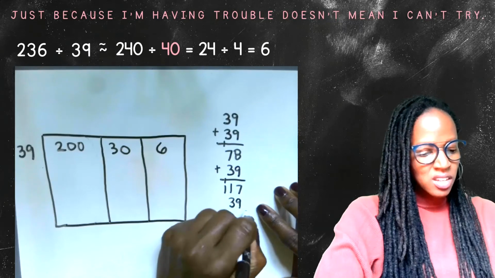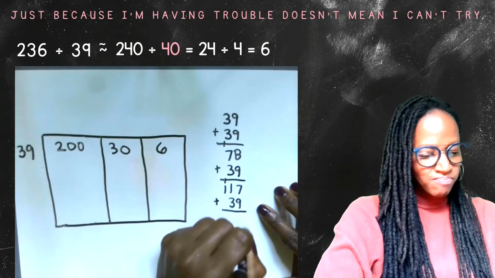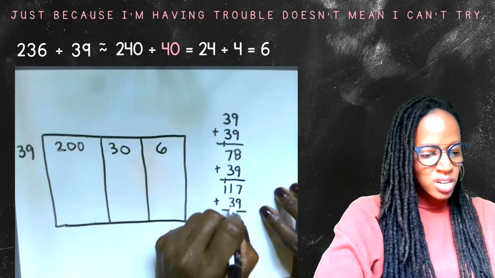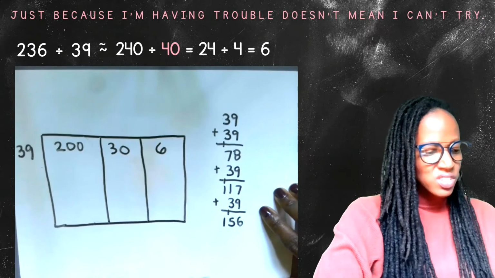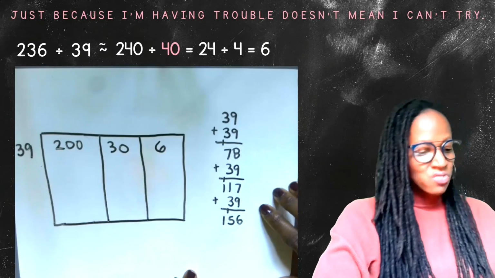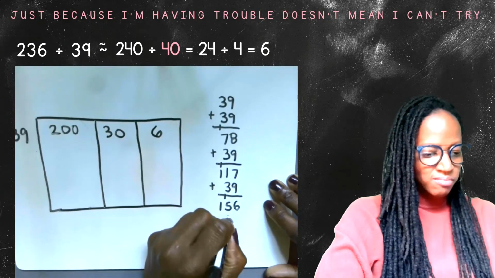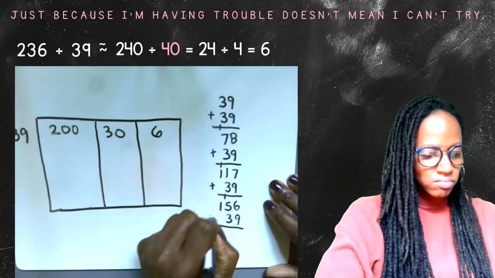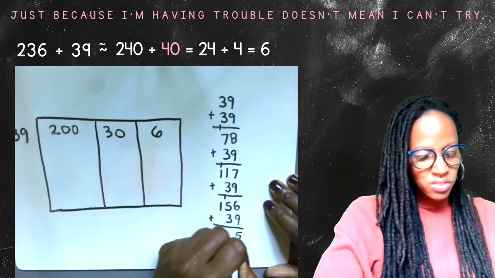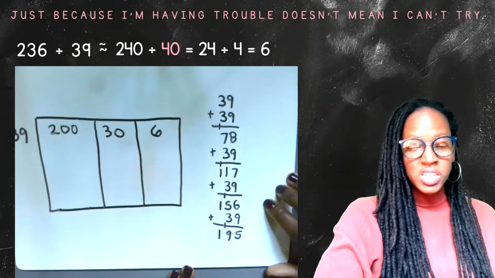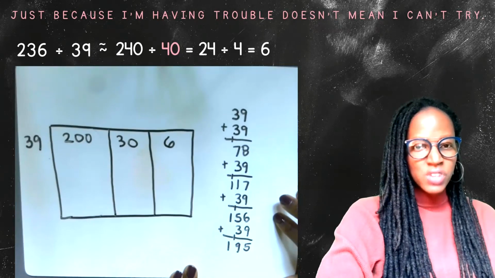Let me add another group of 39. So 9 plus 6, that gives me 15. I bundle the 1, that's 5, 156. Wow, I'm getting very close, but still not close enough. I'm going to add one more group of 39. That's pretty close, 195. So I think I'll go with that.